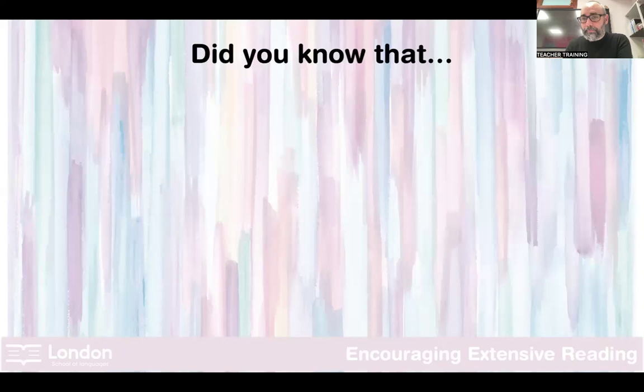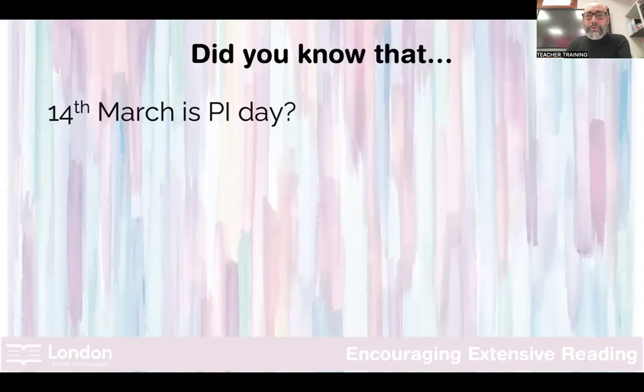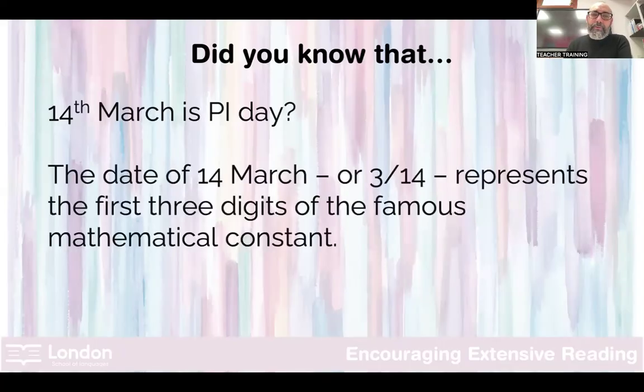Right. Do you know that 14th March is Pi Day? So you might know this one. Do you know why? The date of 14th March, or 3/14, represents the first three digits of the famous mathematical constant. Okay?